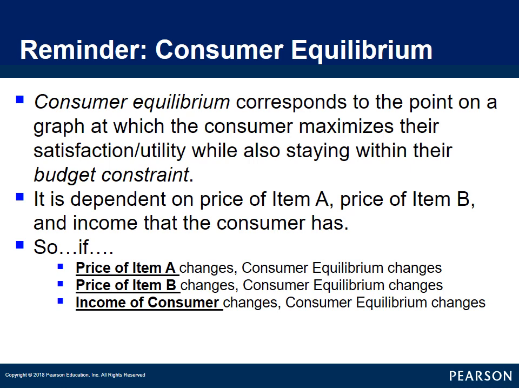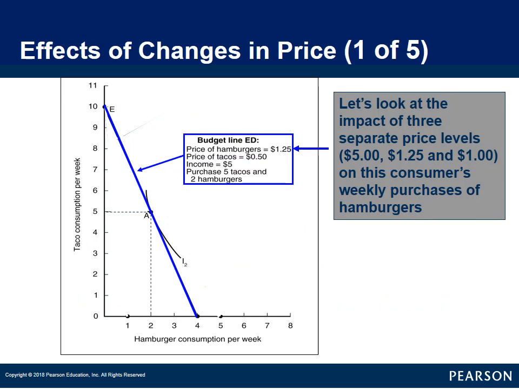If the price of item B changes, the consumer equilibrium will change. And likewise, if the income of the consumer changes, the consumer equilibrium will change. So if any of these 3 things change, the consumer equilibrium will change. So the point at which they receive the highest satisfaction within their budget, the combination of products purchased, will change. So this is an example to start off with.